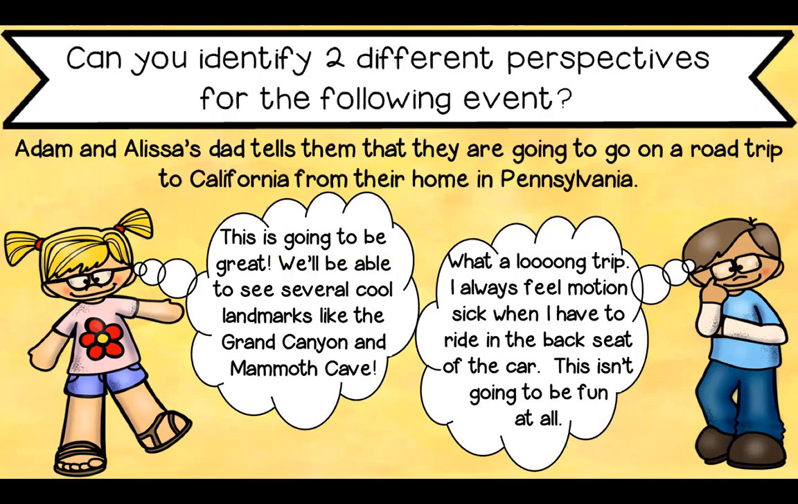And his last sentence actually says, this isn't going to be fun at all. So he actually says, this is not going to be fun. So that's another clue that proves that his point of view and his perspective is that he's not happy about the road trip.